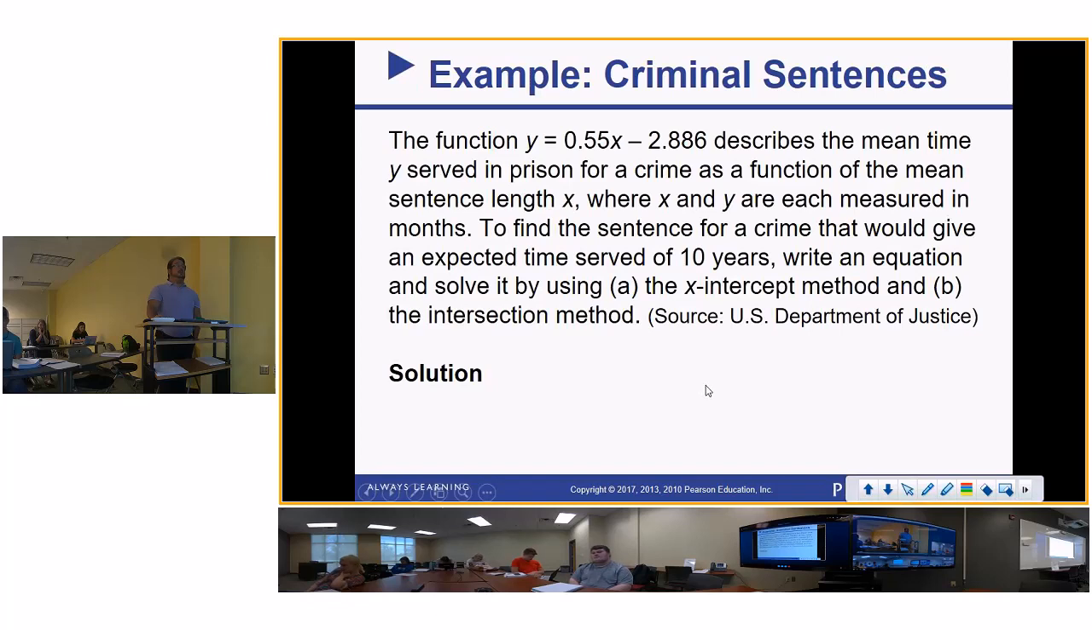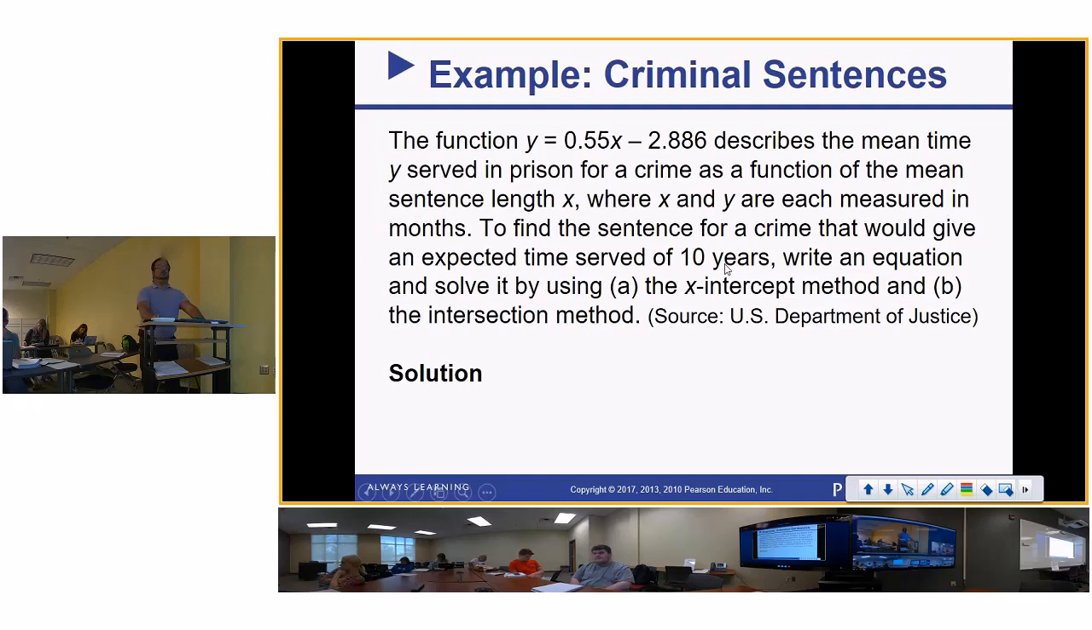Describes the mean time y served in prison for a crime as a function of the mean sentence length, where x and y are each measured in months. To find the sentence for a crime that would give an expected time served for 10 years, write an equation and solve it by using, well, first of all, this one's written in terms of what? X and Y are measured in what? Months. So 10 years is going to be 120 what? Months.